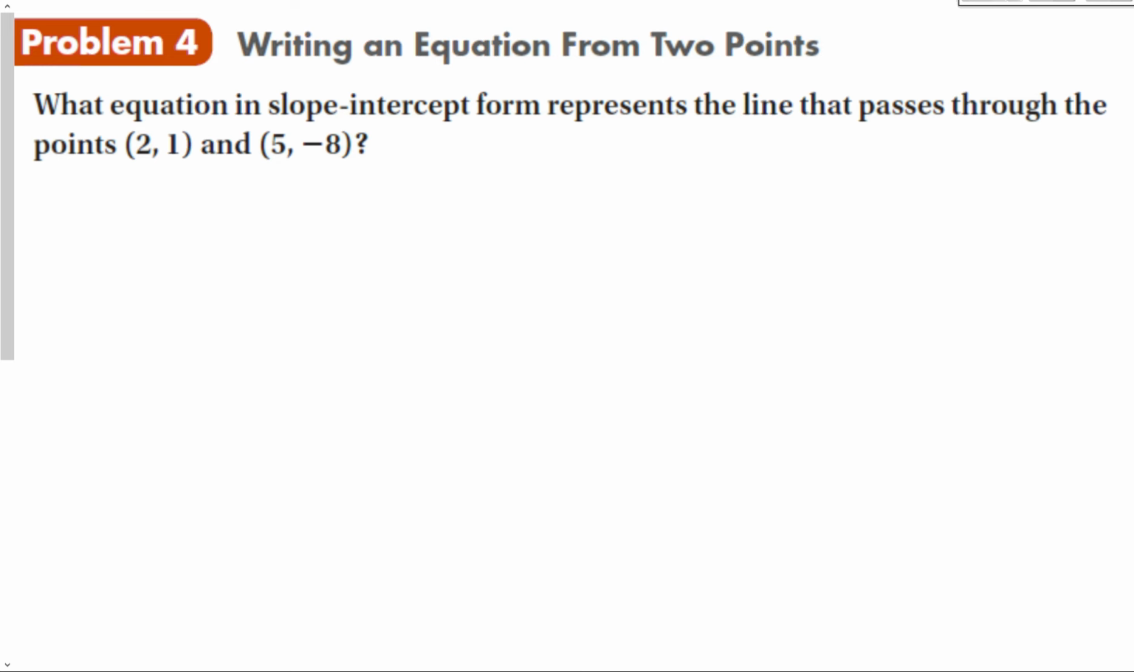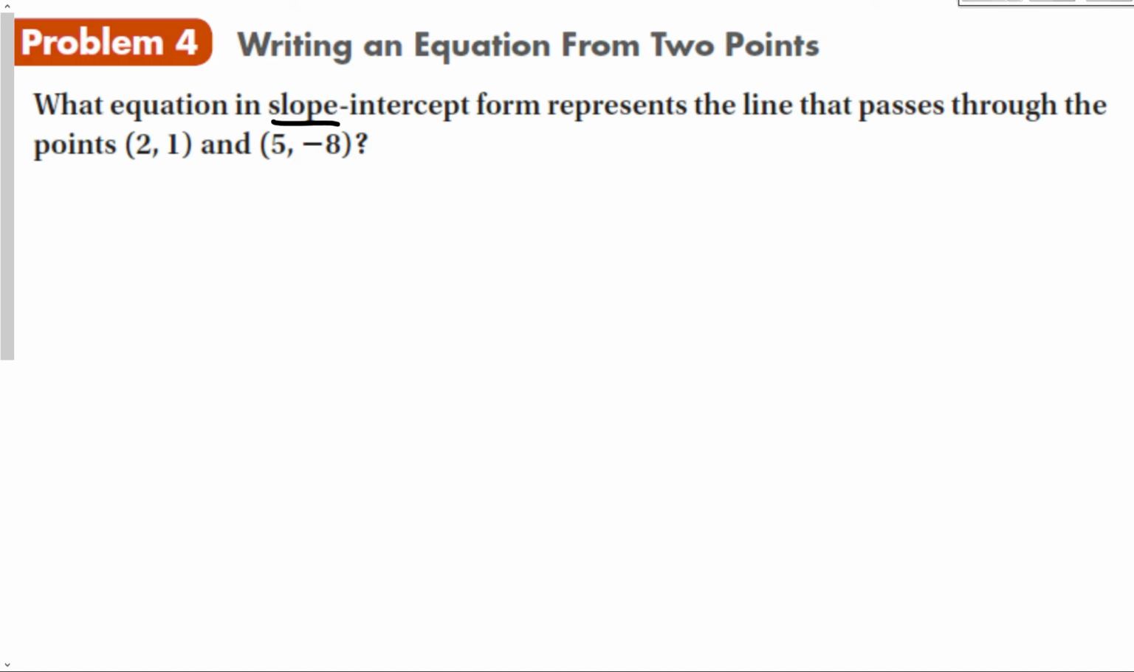Now, we could use these 2 points and write an equation in slope-intercept form with these 2 points. So what equation in slope-intercept form represents a line passing through points (2, 1) and (5, -8)? Now in the next section, we will see a better way to do this. But for now, let's see if we can do this.